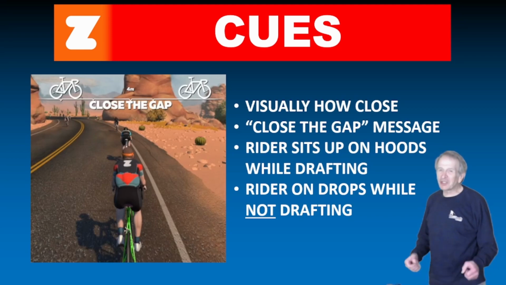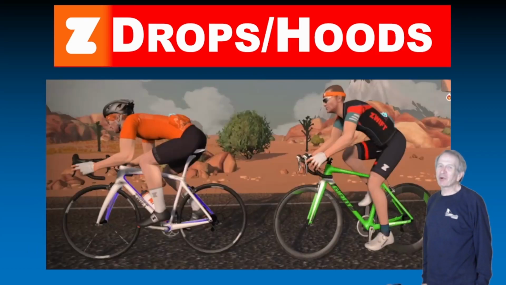When you're not drafting, you'll be down on the drops. But when you're in the draft, you'll be on the hoods. So a rider sits up on the hoods while drafting, and a rider is on the drops while not drafting. Here's a good picture of what I'm talking about.